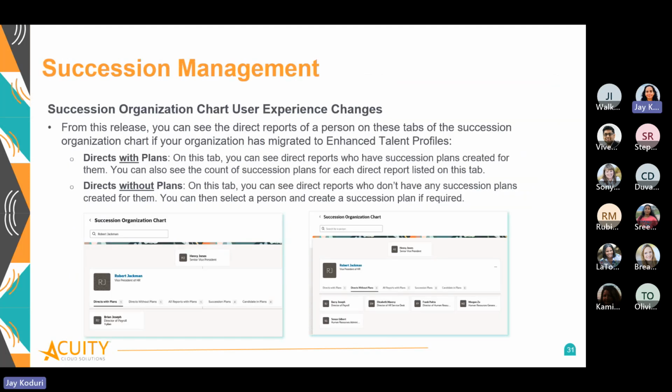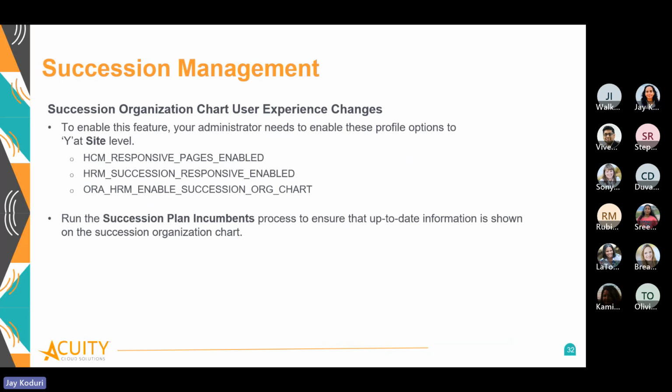The next one is the succession management organization chart. Again, the org chart is already available in 23B also, but what the difference is, in 23B, you will see all of your direct reports with plans and without plans under one tab. But with this enhancement, you will see two different tabs, one for directs with plans and one for directs without plans. So it's more clearly differentiated who has succession plans and who doesn't have one.